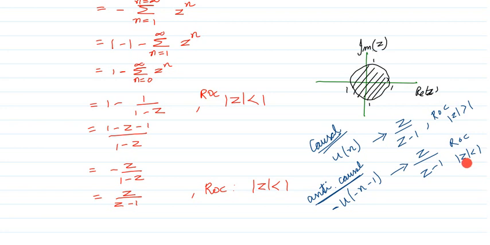But the z transform is the same. For u of n it is z by z minus 1, and for minus u of minus n minus 1 the Z transform is also z by z minus 1. That you have to keep in mind. So if you write the ROC, the answer is correct. Without the ROC, it's not a correct answer.